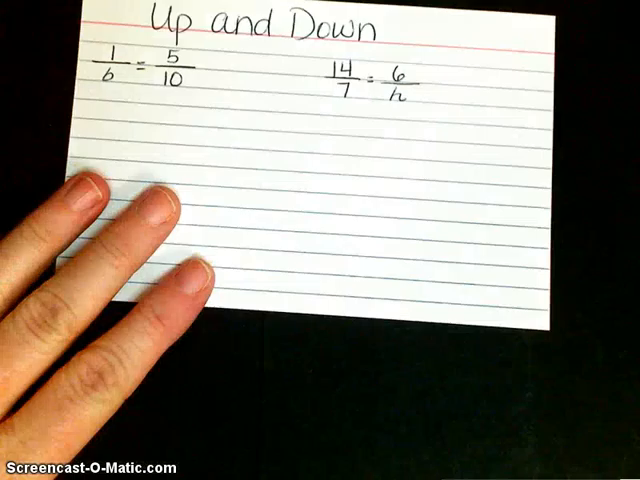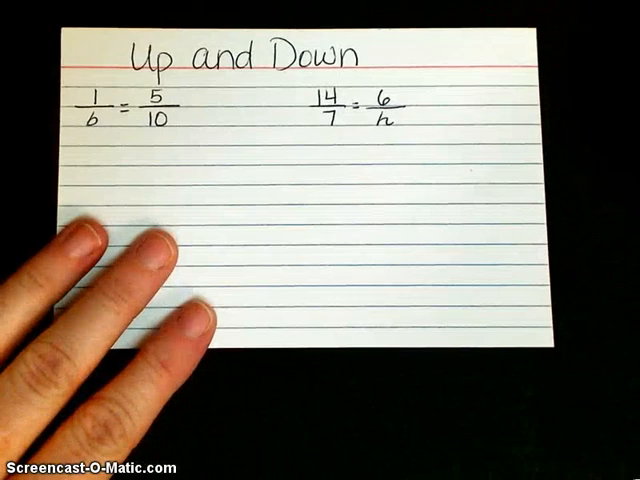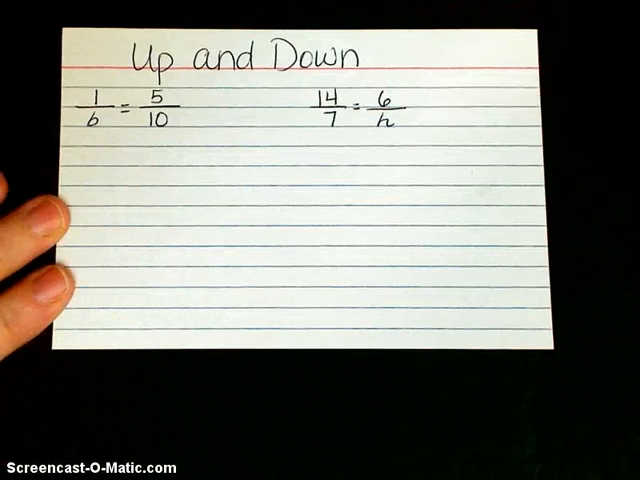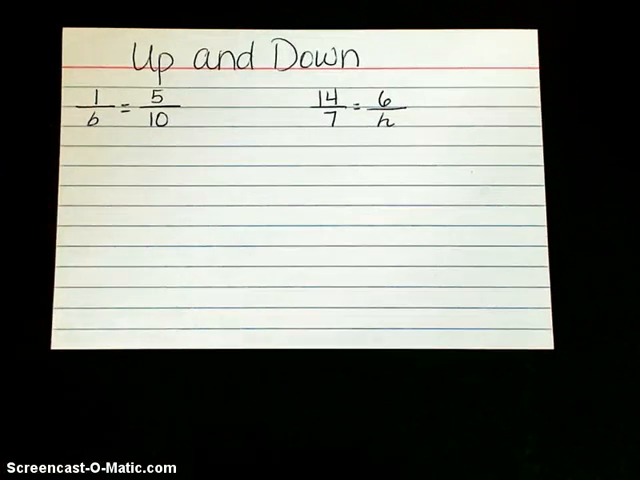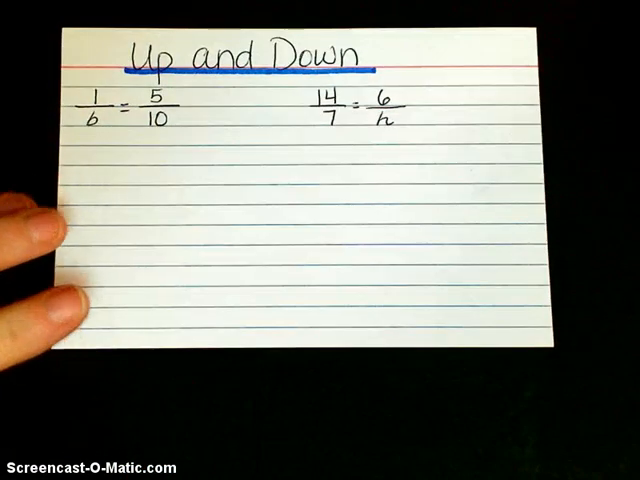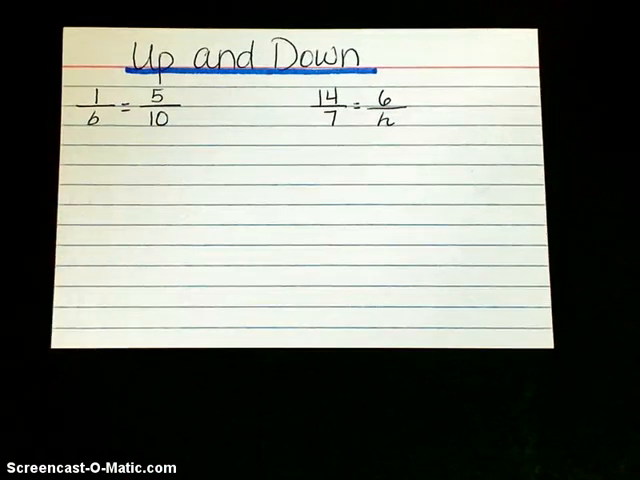The next thing that we're going to look at is how do we do up and down? And guys, look at number 8 and number 10. That's where we're going with this one. Let me move this down a little bit more. Okay. The first problem on up and down is 1 over b equals 5 over 10.